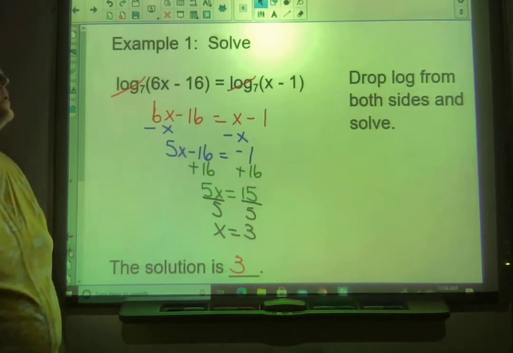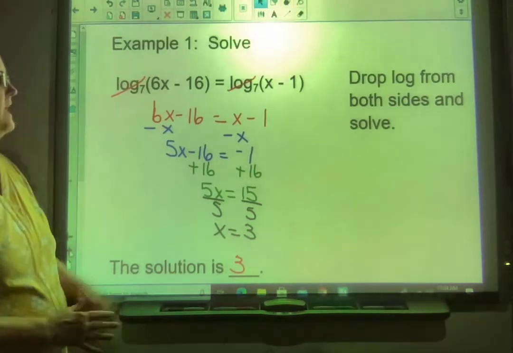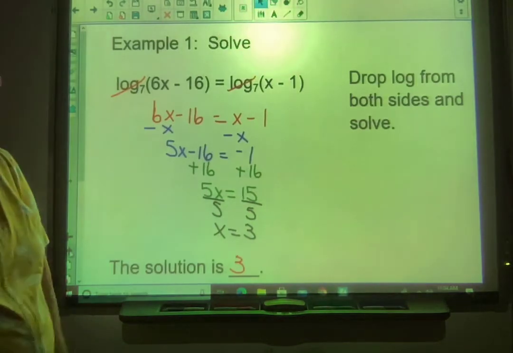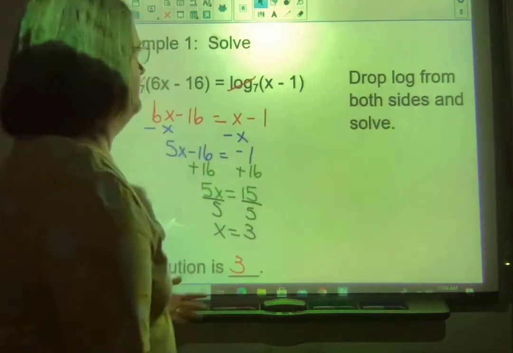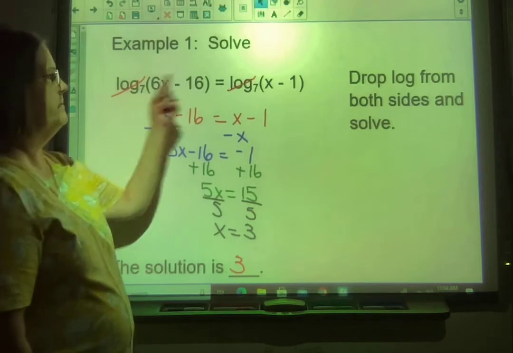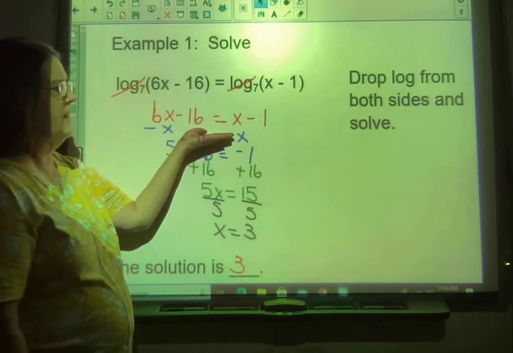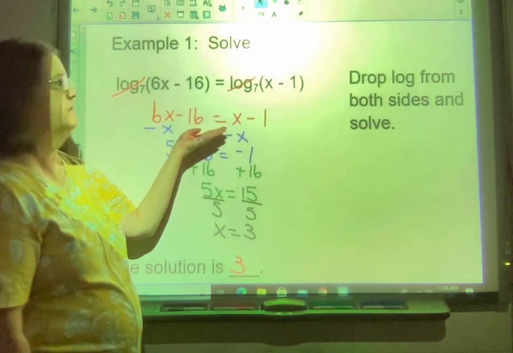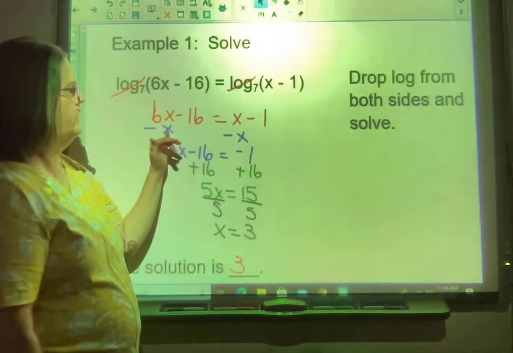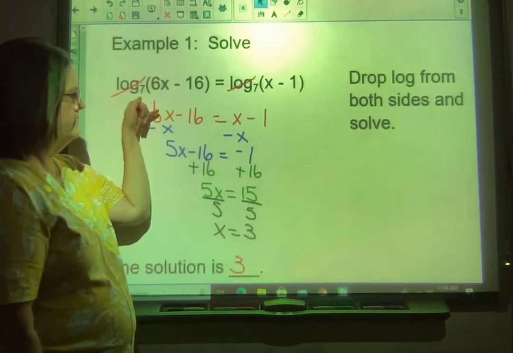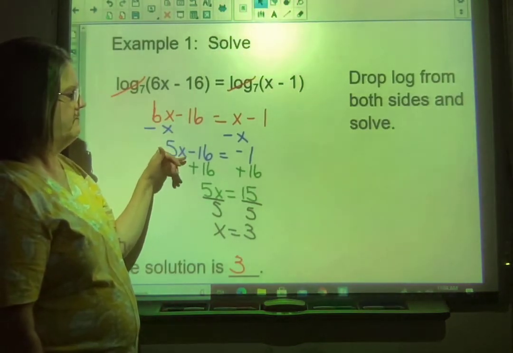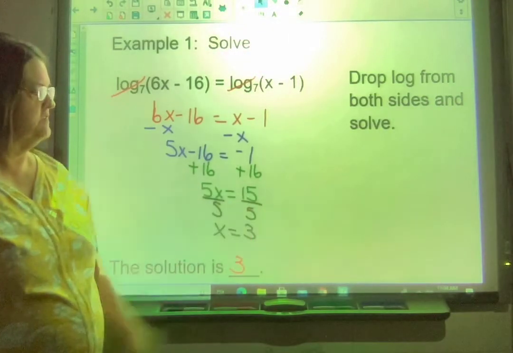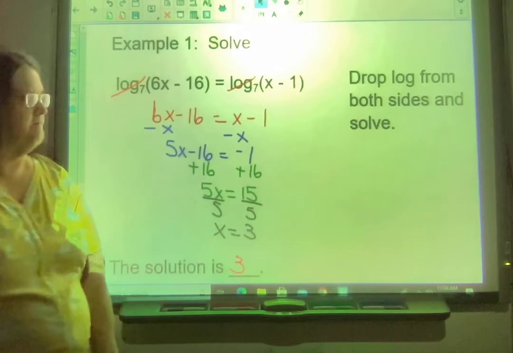When logarithmic equations have the same base on each side, the easiest way is just to drop the log from both sides and solve the resulting equation. So we're dropping log base 7 from both sides, and you have solved this type of equation since 8th grade, possibly 7th. So then we move this x over here, and we combine like terms. We get 5x minus 16 equals negative 1. Move the 16 over, that gives you 15, and then divide by 5, that gives you 3.